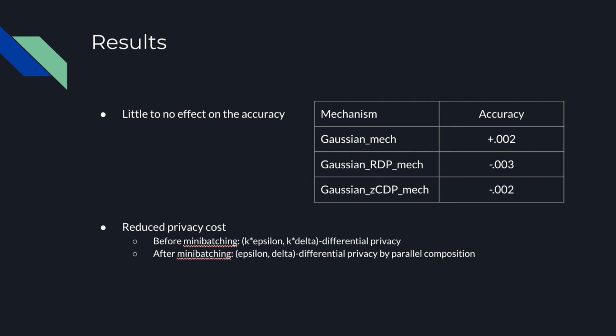Additionally, mini-batching also reduced the privacy cost. Before mini-batching, k times epsilon, k times delta differential privacy was the total cost. After mini-batching, epsilon delta differential privacy was the total cost by parallel composition.